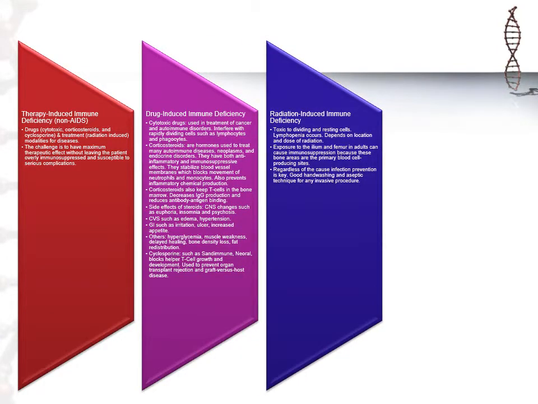Let's talk about the radiation-induced immune deficiency. It's toxic to dividing and resting cells. Lymphopenia occurs, and it depends on the location and the dose of the radiation. Exposure to the ilium and femur in adults can cause immunosuppression because these bones are the primary blood cell producing sites. Regardless of the cause, infection prevention is the key. Good hand washing and aseptic technique for any invasive procedure.